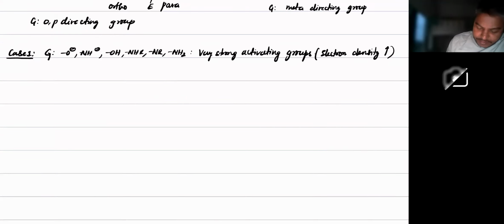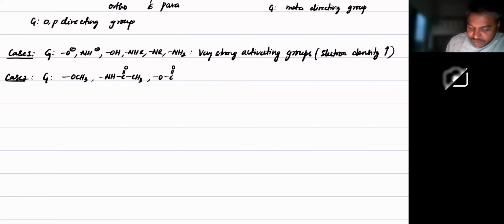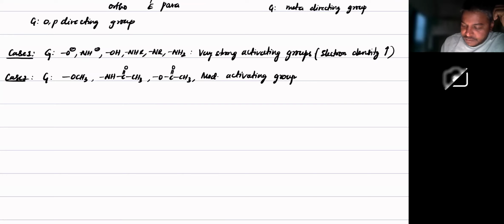Next, case two. Case two is groups which are OCH3, NH C double bond O CH3, these kind of cases, and O C double bond O CH3, correct? So they are still activating, but these are not completely as strong as the first one. So it is a moderately activating group. They're moderately activating groups. Here also electron density increases. So electron density on the benzene ring increases.